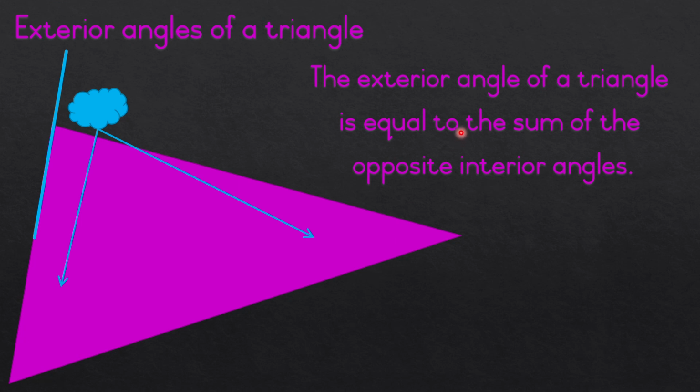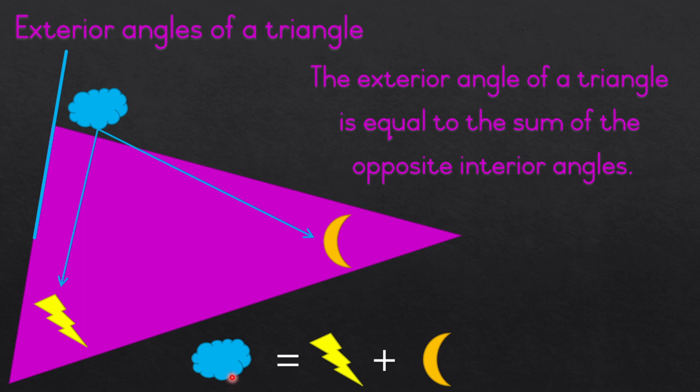The sum of them, the sum of the lightning strike plus the moon, will give us cloudy weather. So cloudy equals lightning strike plus moon. I love using pictures. You don't have to use pictures, use color, whatever. This is just an easy way to remember it: exterior angles, opposite interior angles.